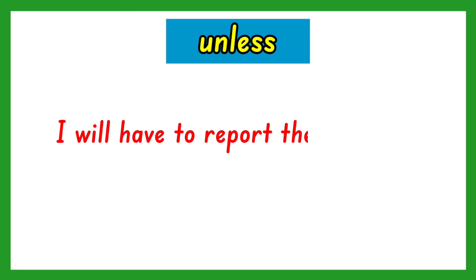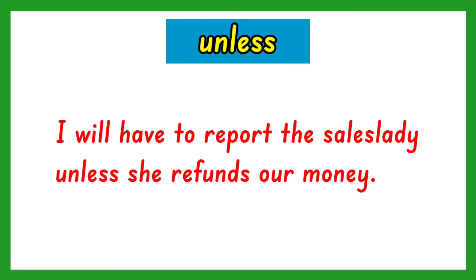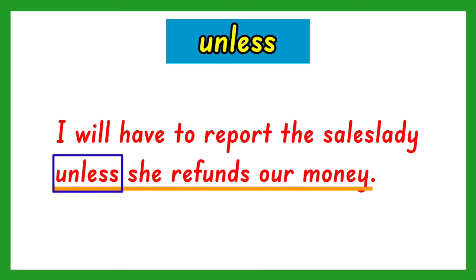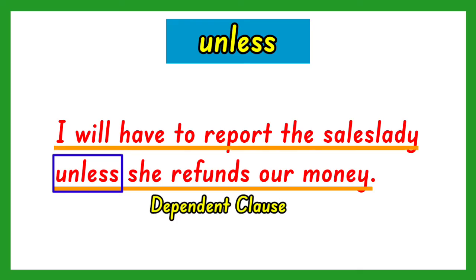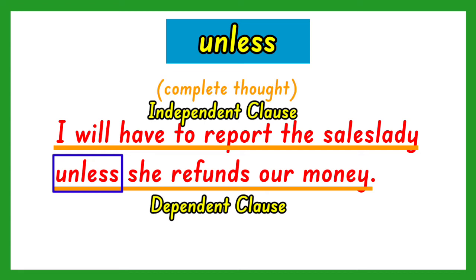Let us have an example. Let's use the subordinating conjunction unless. I will have to report the sales lady unless she refunds our money. So, unless is already our clue. This means that unless she refunds our money is the dependent clause, while I will have to report the sales lady is the independent clause. As easy as that. And as you can notice, the independent clause in this sentence expresses a complete thought, while the dependent clause does not. Right?